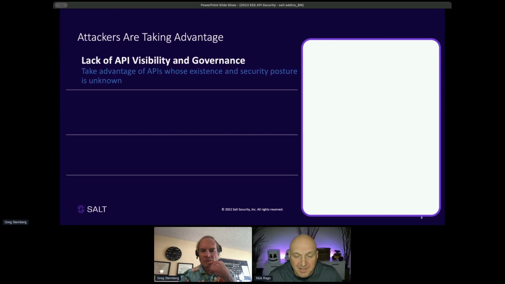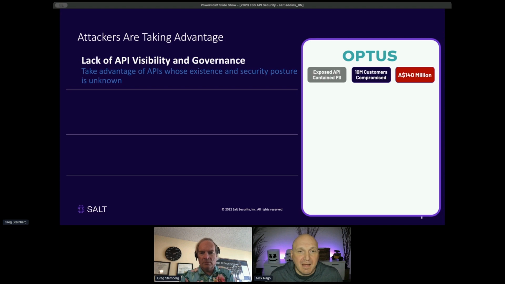Now, the other thing about attackers: we've talked about some of the shortcomings of the tech stack, in terms of the tools in place and the ability to detect the attack types and behaviors seen today. So what are the categories of attack that we're seeing today that have been fruitful for attackers? What is it that they're looking for? We've talked about the first one already, the lack of API visibility and governance, where attackers take advantage of APIs whose existence and security posture are unknown to security.